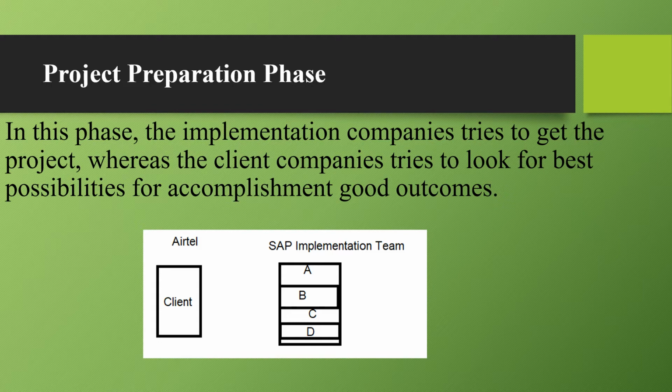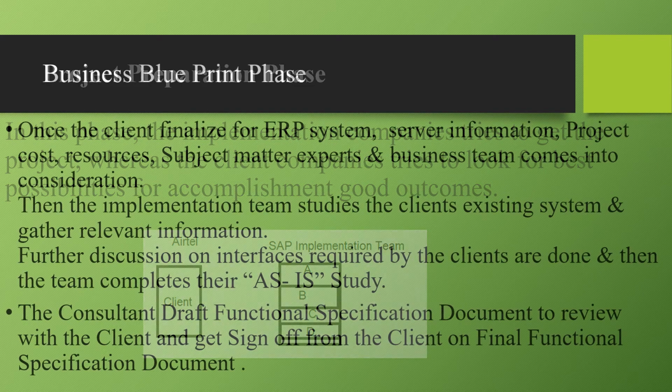So the client team will try to interact with all the SAP implementation teams, like I've given the example of SAP, Oracle, and the others. At this time they will look at the budget, and they will see the feasibility and everything, which I discussed, right? So these are the initial phase of project preparation. Then what happens?